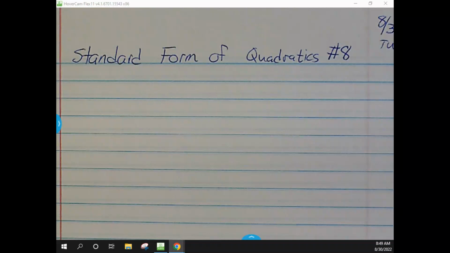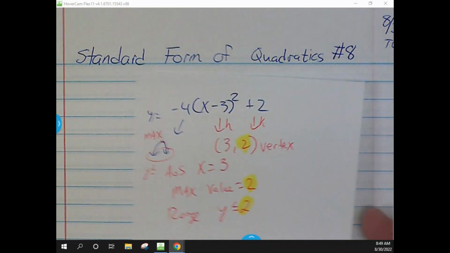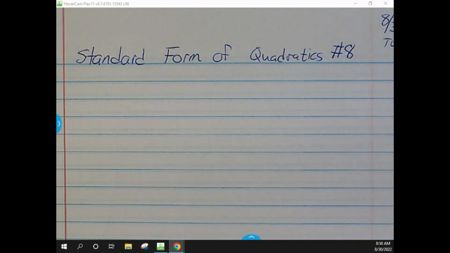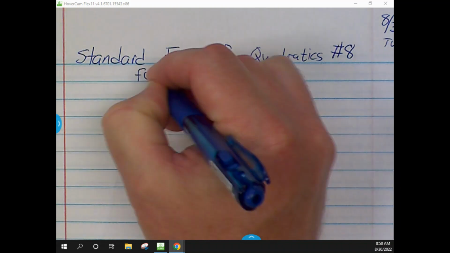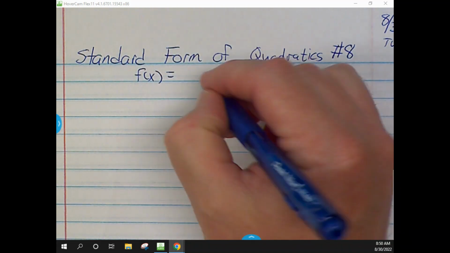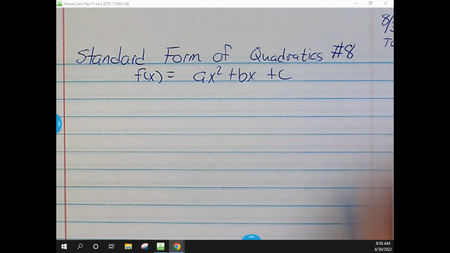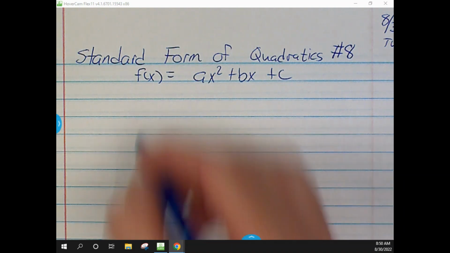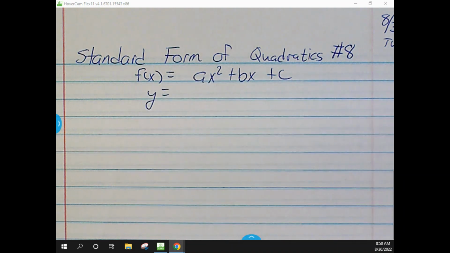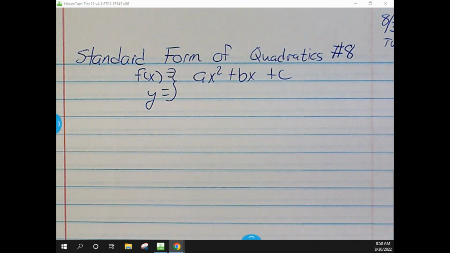Okay, so for standard form of quadratics, we've got to get an equation to look like this so we can graph it. And here's the big thing. When we're talking about standard form of quadratics, if it's a function, it's f of x equals ax squared plus bx plus c, because that's our function form. And again, they also can do y equals ax squared plus bx plus c. So either one of those two, it's still going to be the same thing for this one.